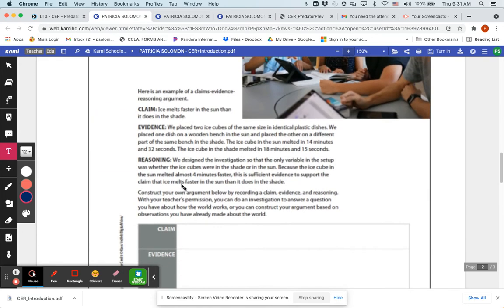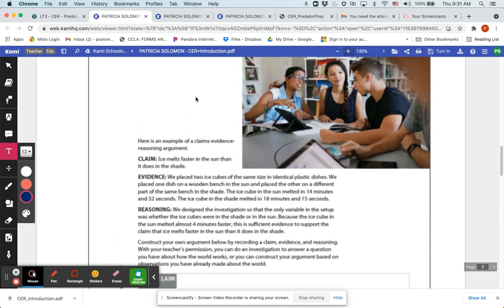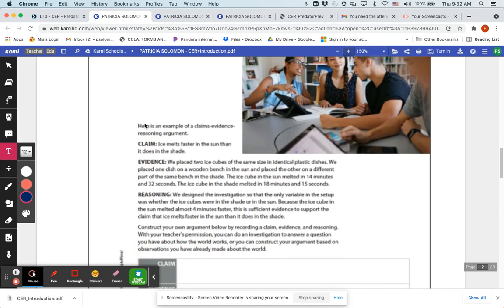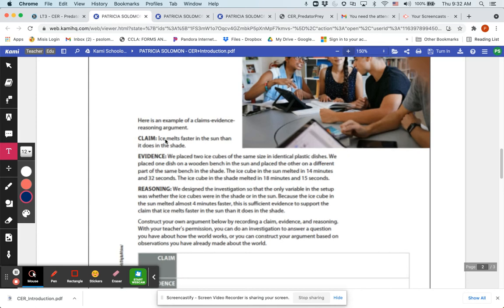Down here is a really good example of a good CER. So apparently the question was, does ice melt faster in the sun, or does it melt faster in the shade? And so the students designed an experiment to figure that out. And here's their claim, evidence, reasoning. It says ice melts faster in the sun than it does in the shade. And that's all they said in their claim, and that's enough.